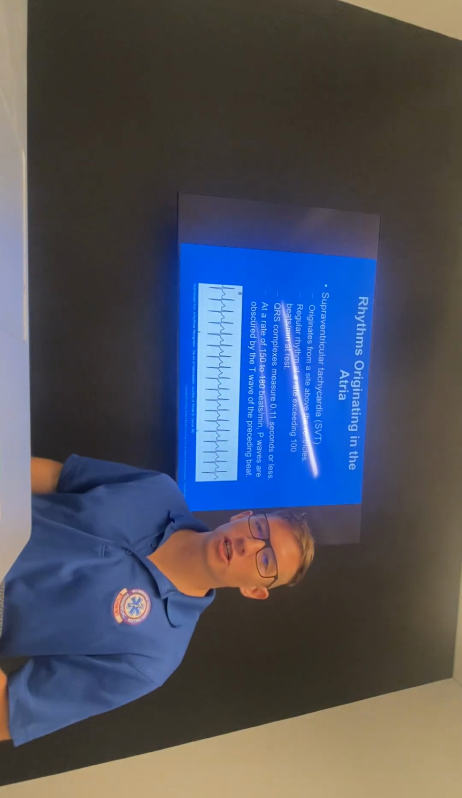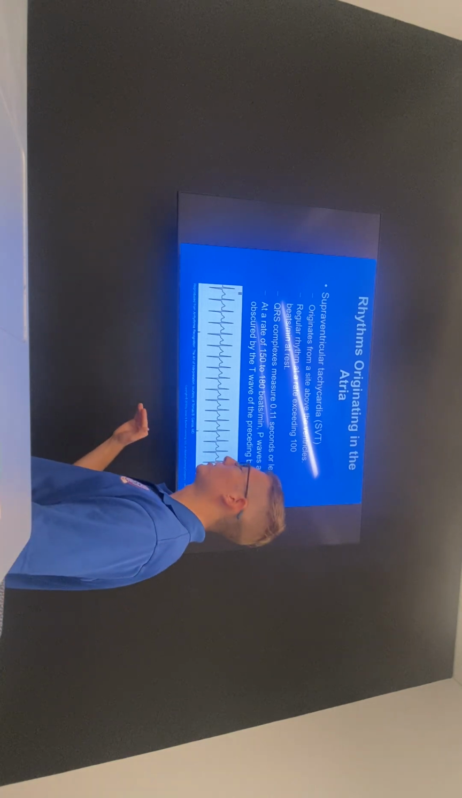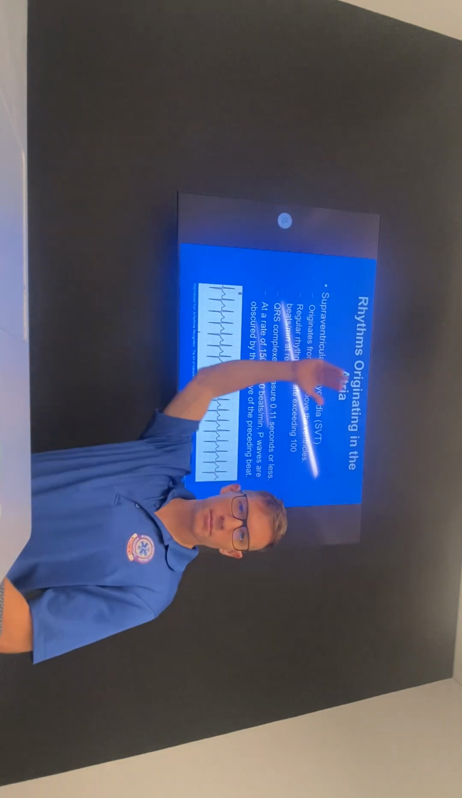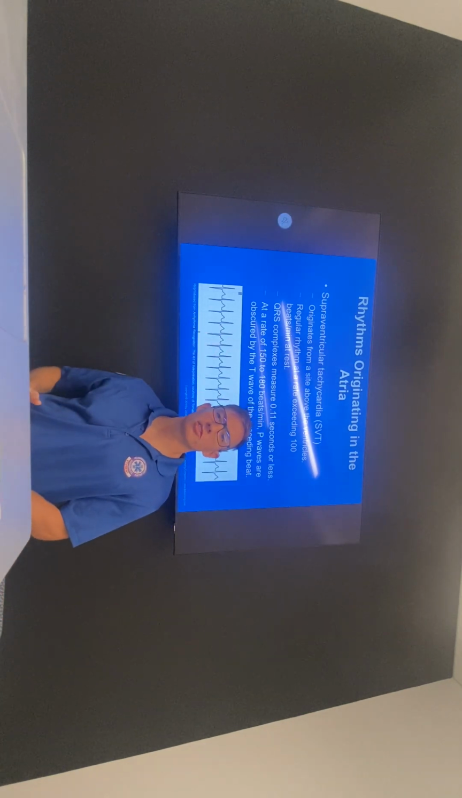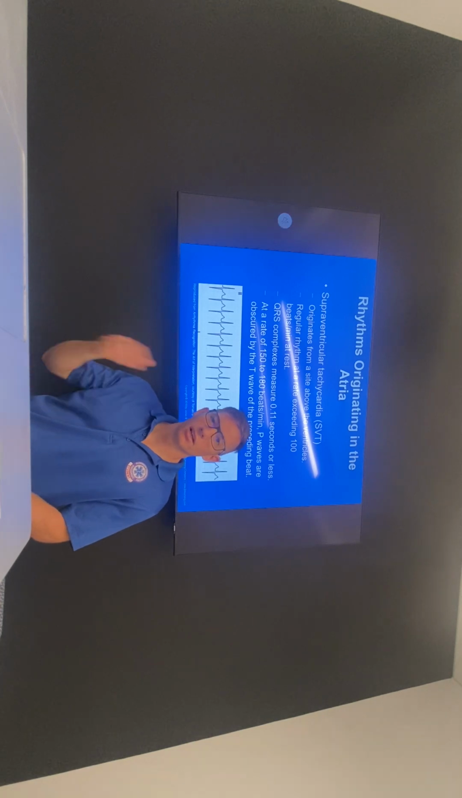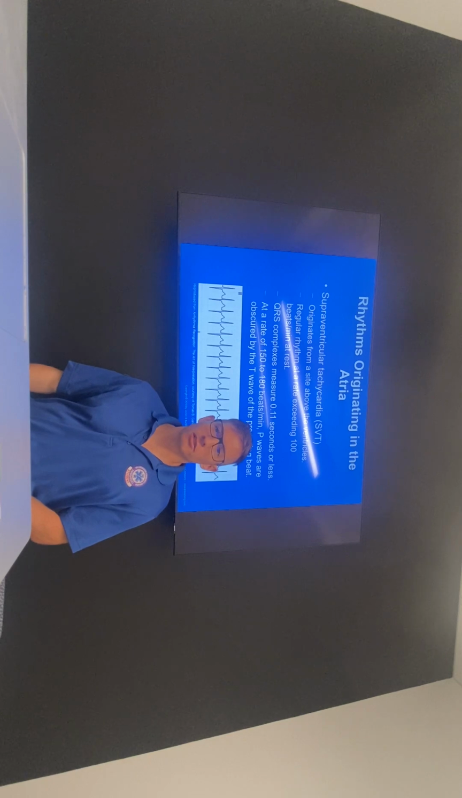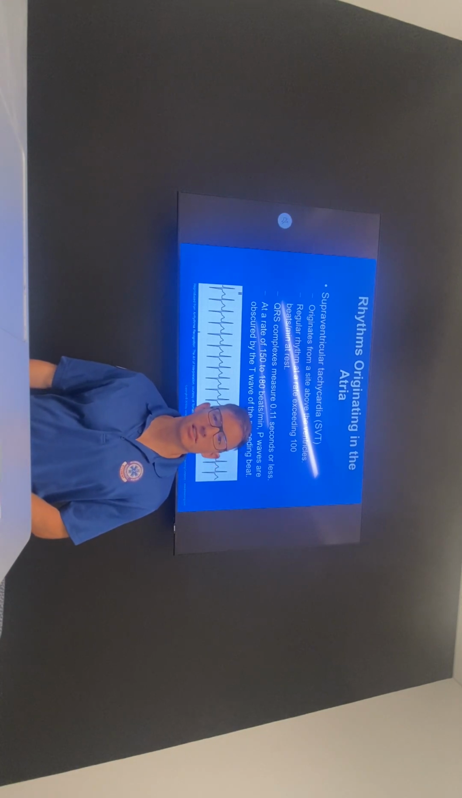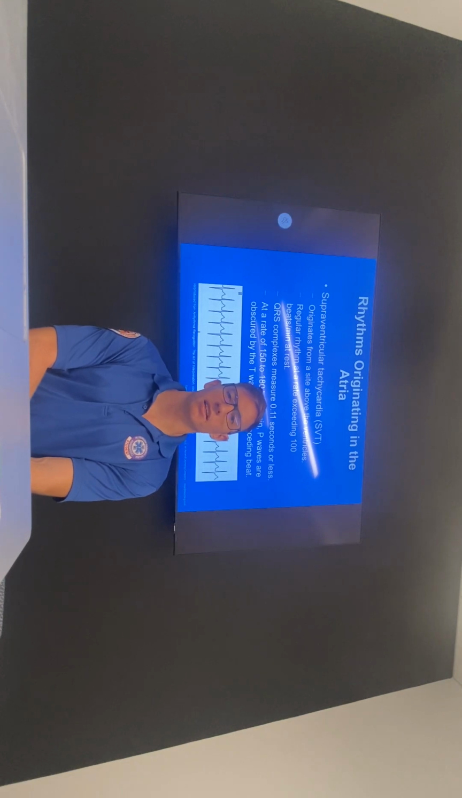So we have supraventricular tachycardia. It originates in the site above the ventricles. Supra meaning above, supraventricular, site above the ventricles. Ventricular rates are faster than 100 beats per minute at rest. That's not normal. In a patient with normal ventricular function, tachycardia with a rate of less than 150 beats per minute is rare and causes serious signs and symptoms.